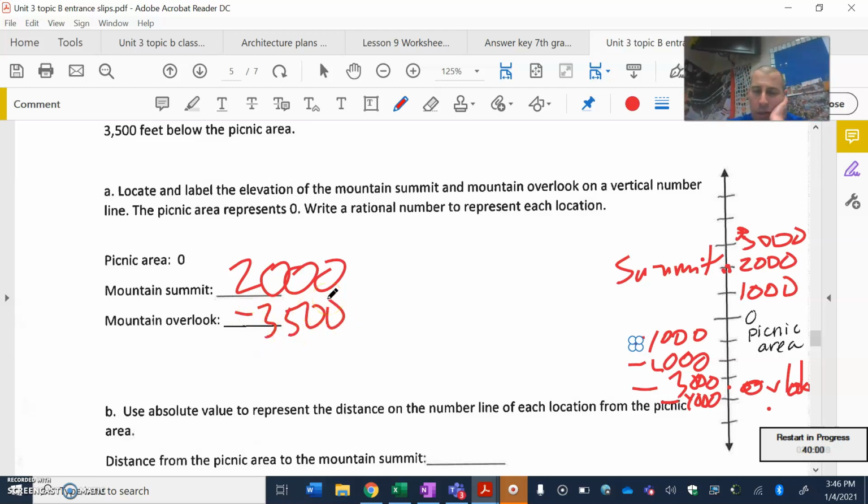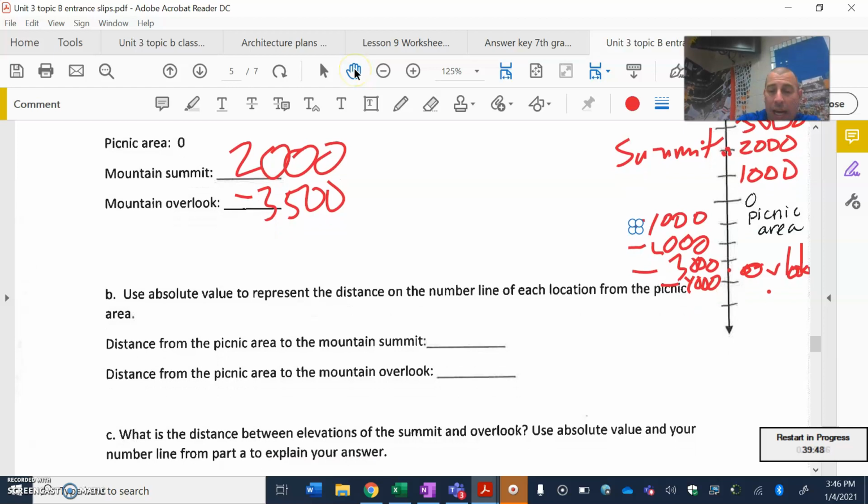It says use absolute value to represent the distance on the number line of each location from the picnic area. Remember, absolute value is the distance from 0. So how far are you away from 0? How far is 2,000 away from 0? Well, it is 2,000 away. How far is negative 3,500 from 0? Well, it's going to be a positive amount because it's a distance. We would travel 3,500 feet. Then, what is the distance between the elevations of the summit and the overlook?